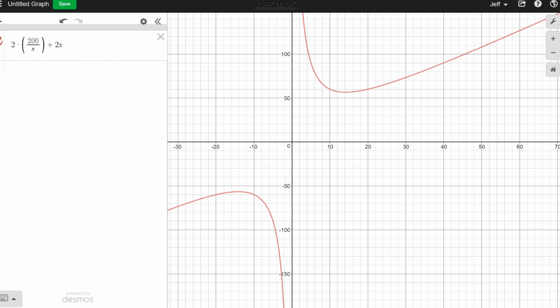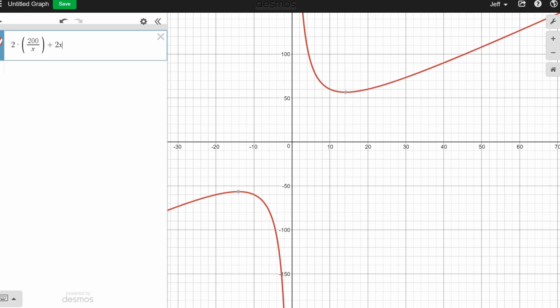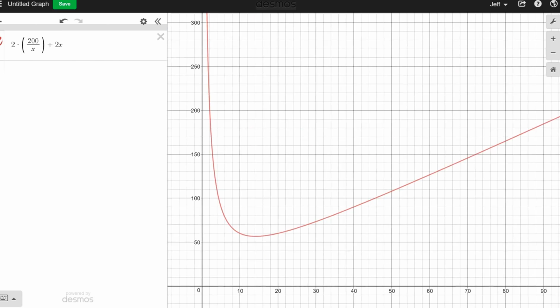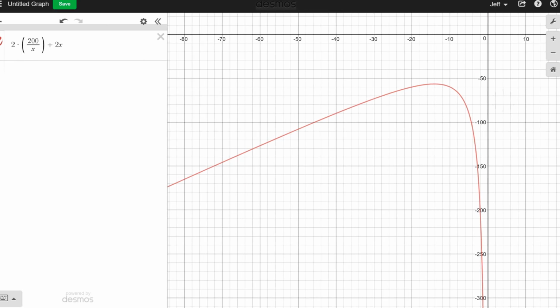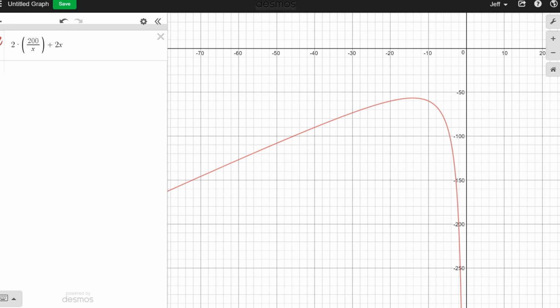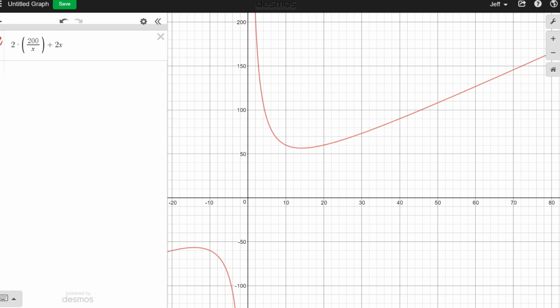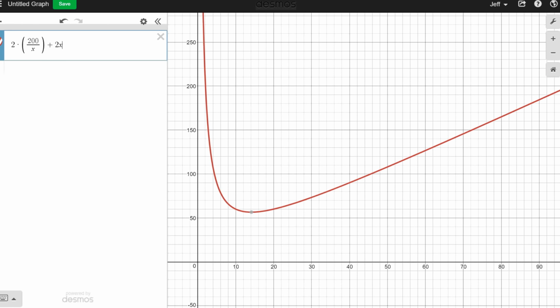Here we go. So we have kind of a funky looking graph, but all I'm really concerned about is the stuff in quadrant 1, because the stuff in quadrant 4 is really not going to be possible. We don't want negative x values for our pen. That doesn't make any sense. So we're going to stay up here in quadrant 1. And it looks like our minimum is at 14.14 and 56.57.